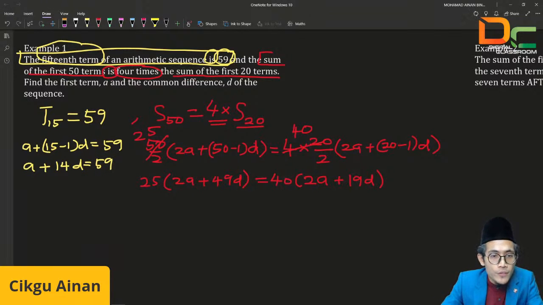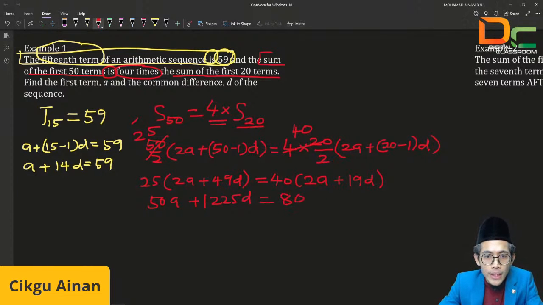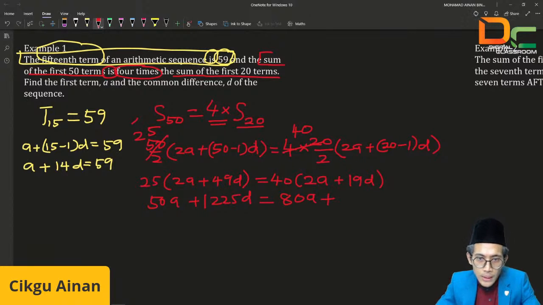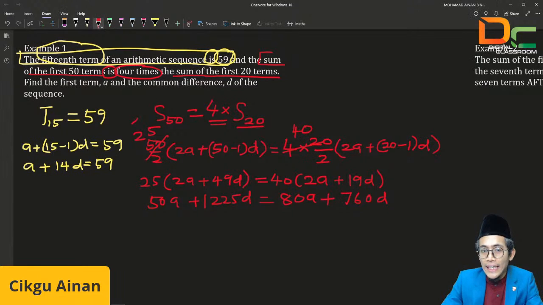25 times 2 is 50A. This one is too big, I use my calculator: 25 times 49 is 1225D. And then this one is 80A. And then 40 multiplied by 19 is 760D.